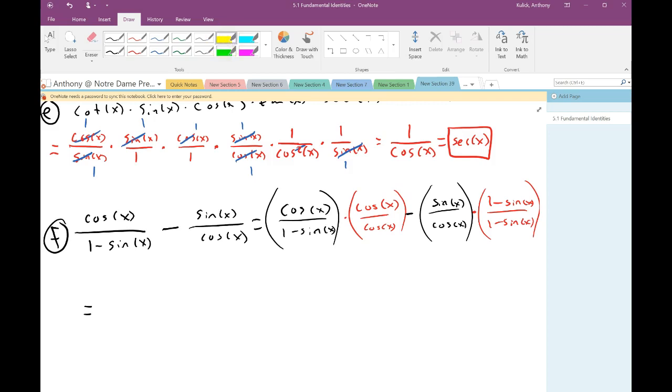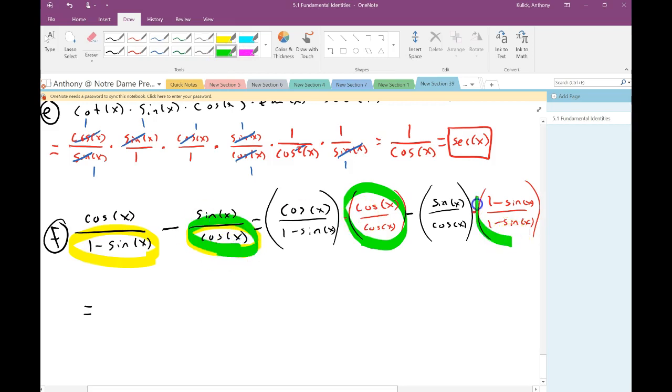So the common denominator is going to be 1 minus sine x times cosine x, right? So to turn this denominator into that, it needs a cosine. And to get this denominator, it needs a 1 minus sine. Everybody agree with that now? Okay. So let's multiply the first fractions together. When you multiply fractions, you multiply top to top and bottom to bottom, right?